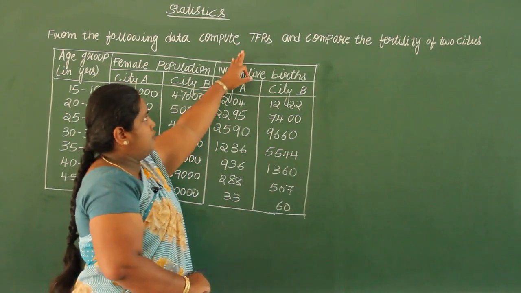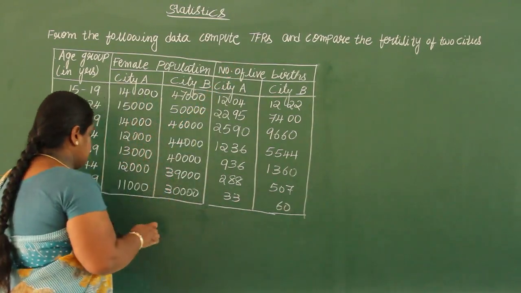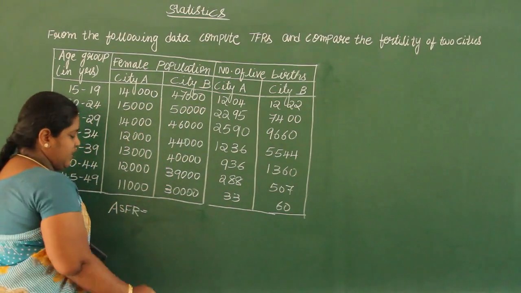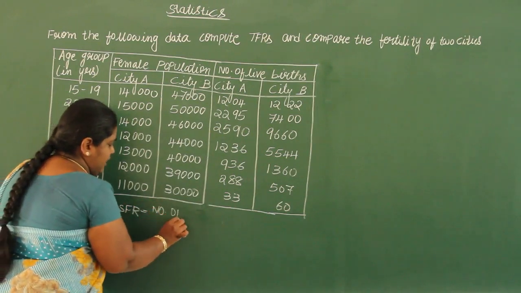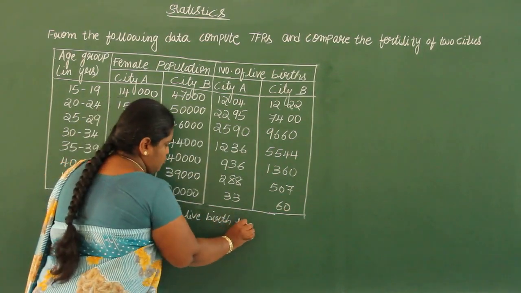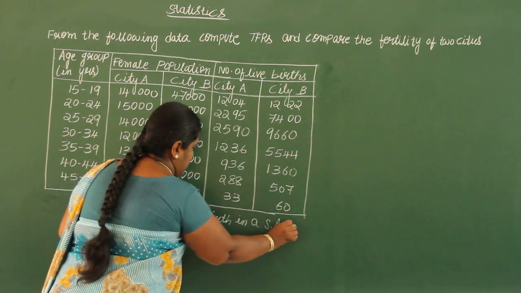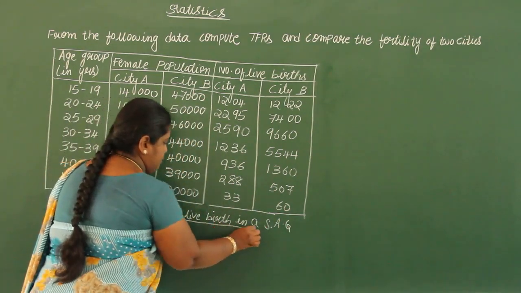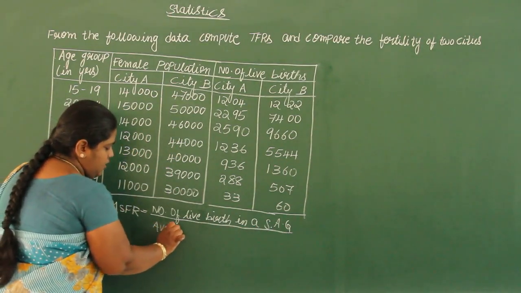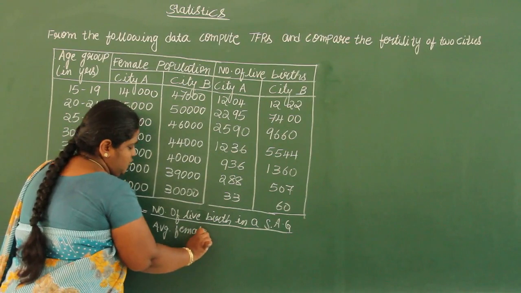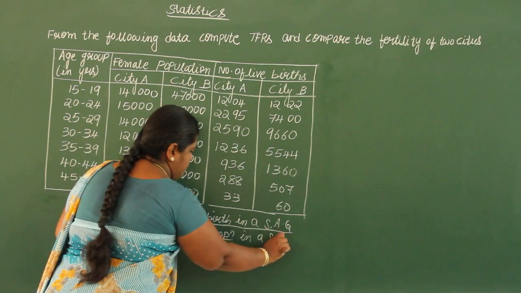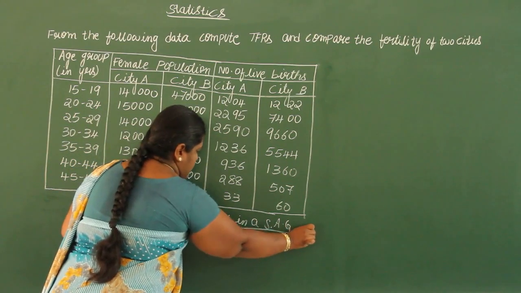So if you have to find the total fertility rate, what is the first step? You have to write the formula of ASFR. So first write the formula of ASFR: number of live births in a specific age group, again I am writing here SAG, so write the complete thing. Number of live births in a specific age group divided by average female population in a specific age group, into 1000.